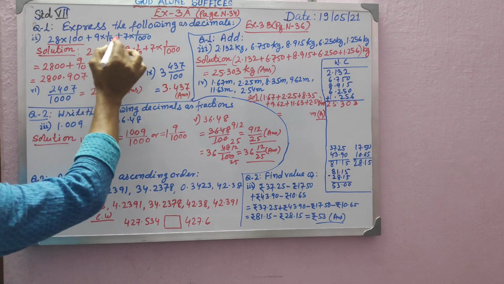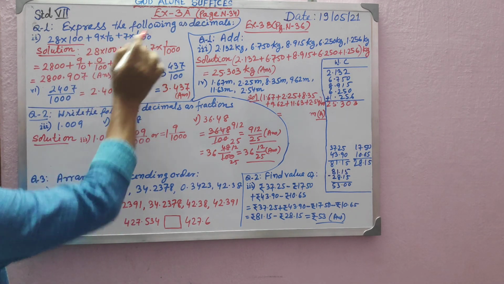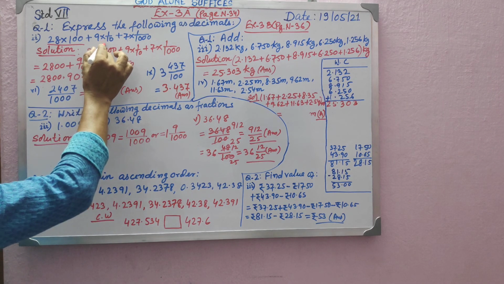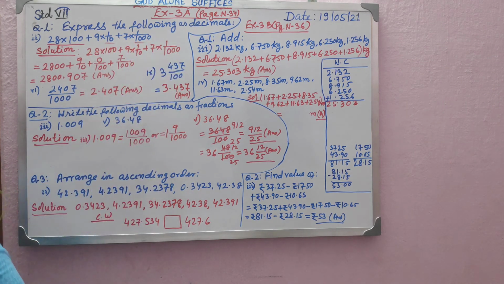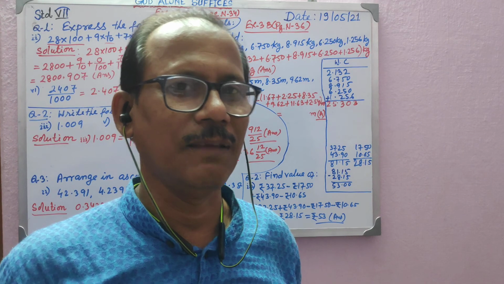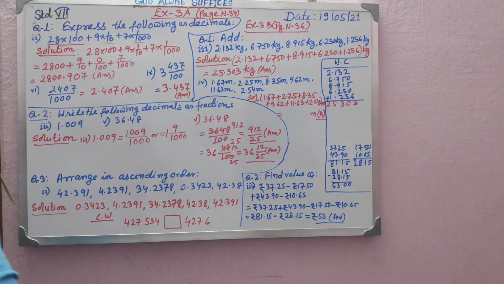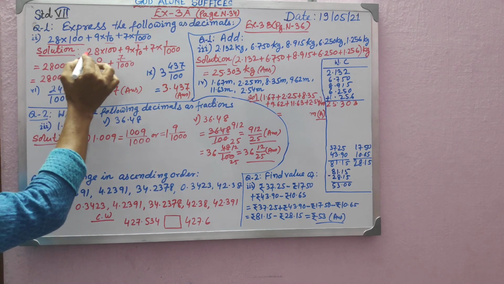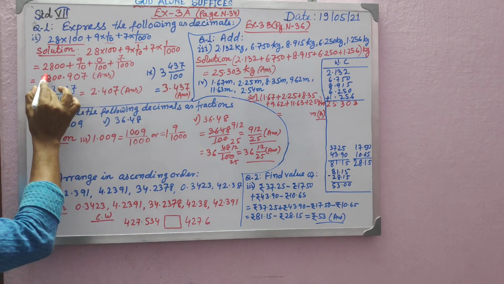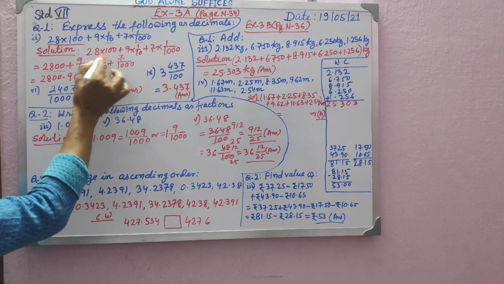So 9 plus 7 into 1 by 1000 is given. See, tenths given, thousandths given, but hundredths not given. If not given, we will have to put a 0 there. Could you understand? So you write down the question once again and convert it.